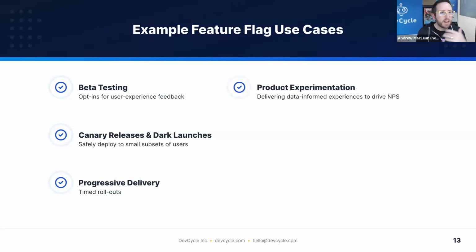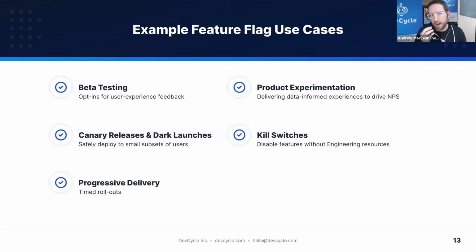Another thing, and we talked about this before, it falls into beta testing, but product experimentation. So being able to implement these data-informed experiences. Feature flags are a core piece of that. Even if a feature flag is not necessarily for product experimentation, it's a useful tool or useful part of that process.